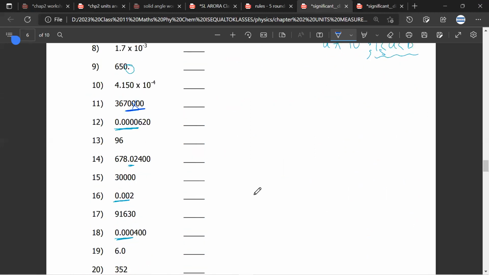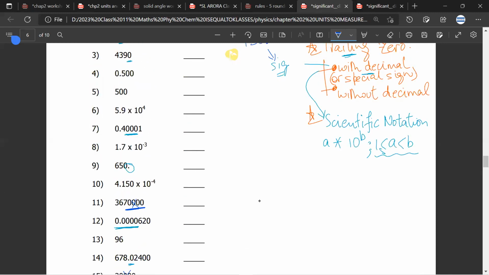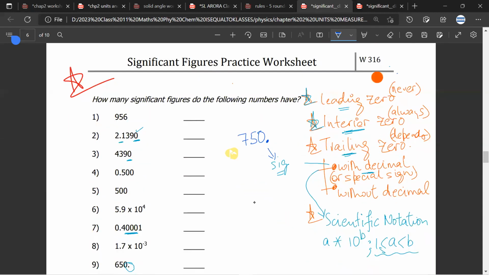Yeah, sir. So these are also trailing zeros without any decimal. So these would be insignificant. Are we clear? Yeah. This would be insignificant. Are we clear? Yeah. But any trailing zero which has a decimal would be significant. This would be significant. This would be significant. This would be significant, and this would be non-significant.